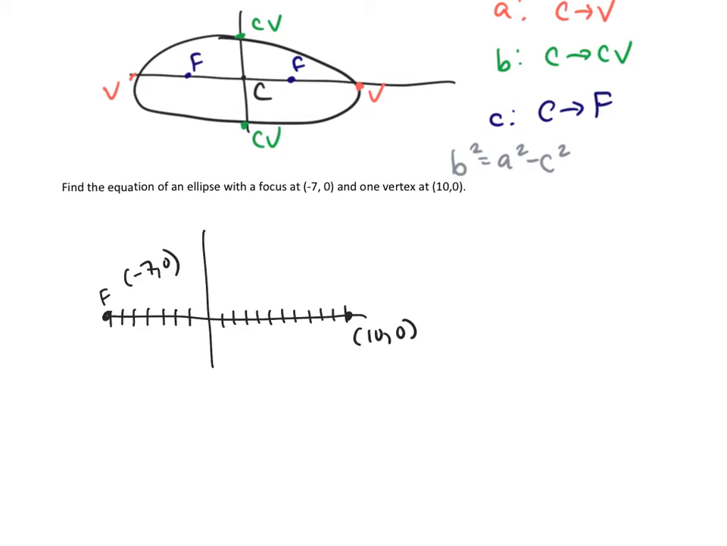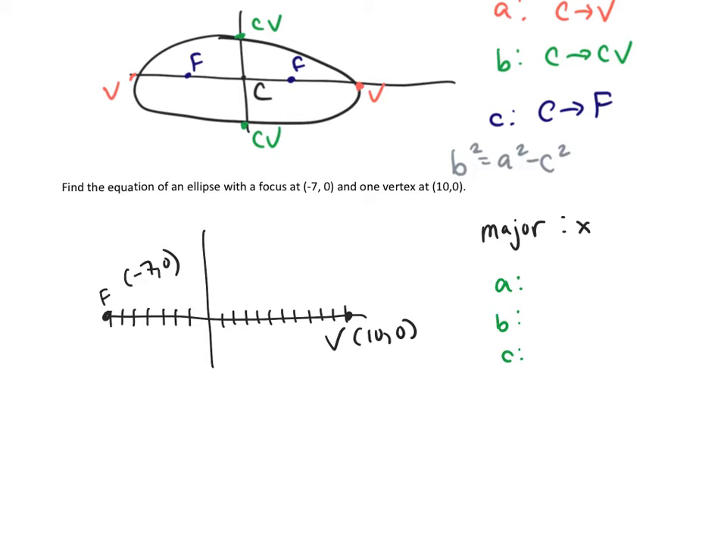Now this is important because I now know the major axis has to be the x-axis, because the vertices are only on the major axis. The co-vertices are on the minor axis. So I also now need to know, can you tell me what A is, what B is, and what C is?